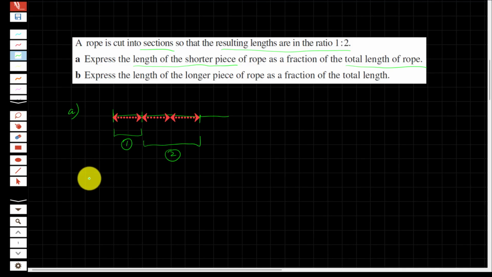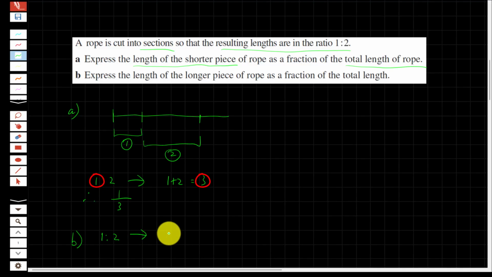So we firstly write down the ratio, and if we add the left hand side and the right hand side up, we get the total number of parts, so 3 parts. And we know that the first part of the ratio is 1 part, so 1 over 3 is the fraction of the shorter piece, and 2 over the total, which is 3 parts, is the longer piece. So 2/3 of the rope is the longer length and 1/3 is the shorter.